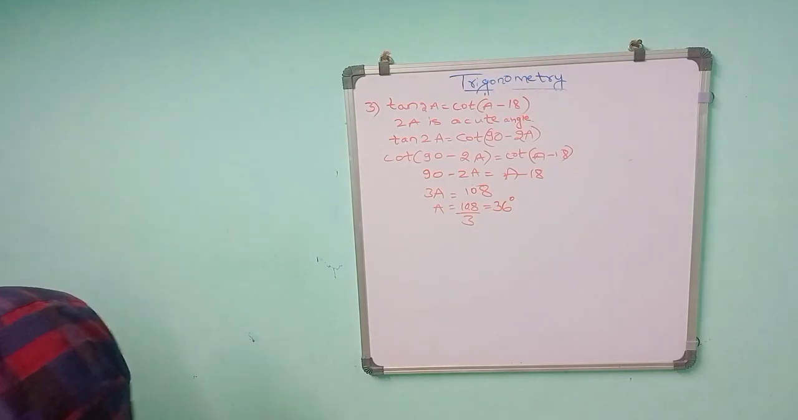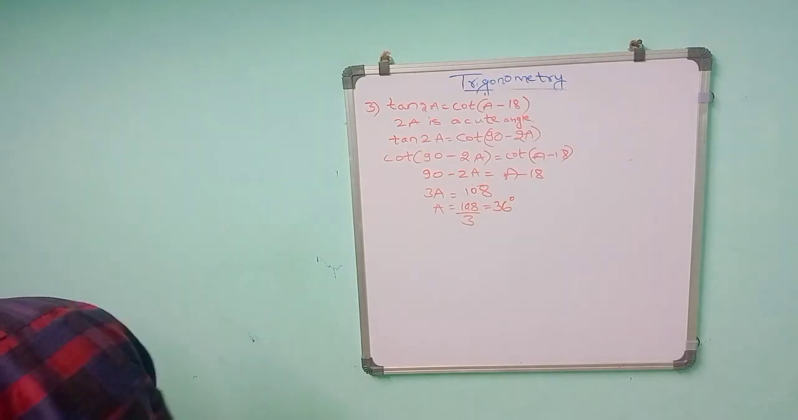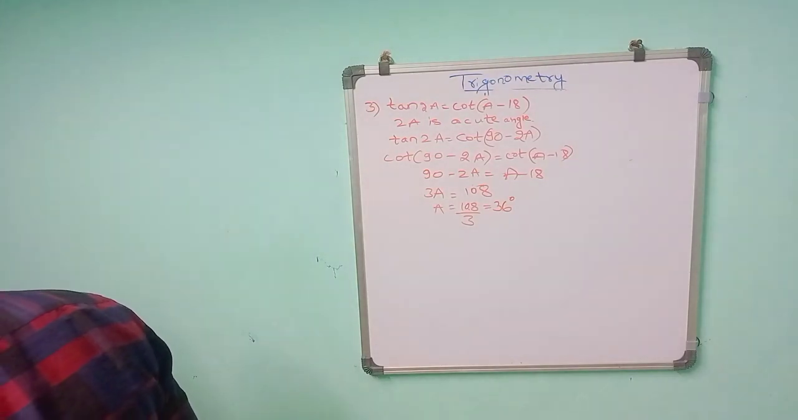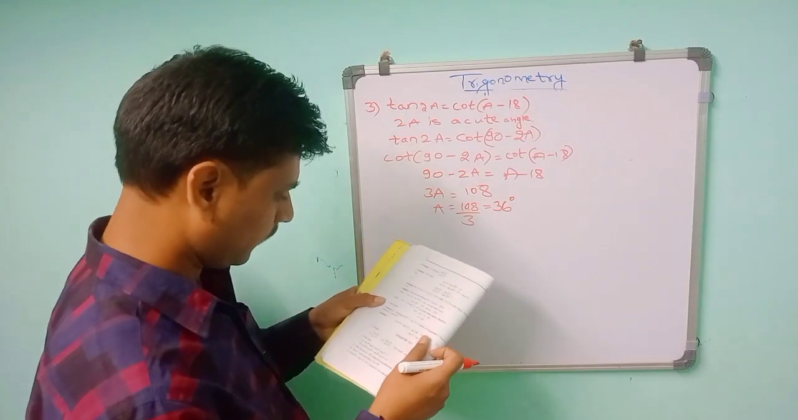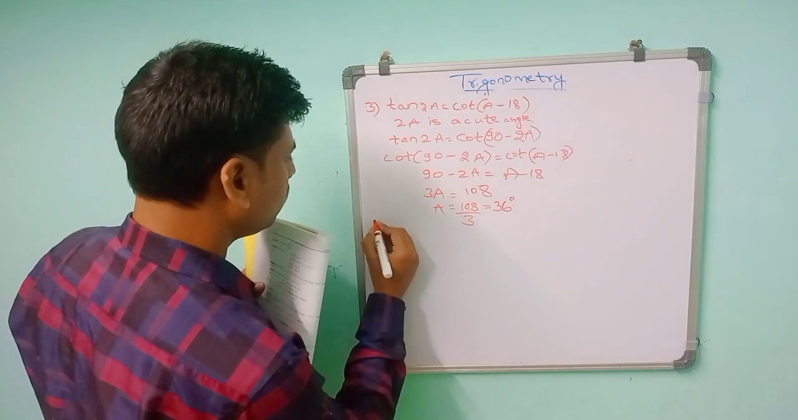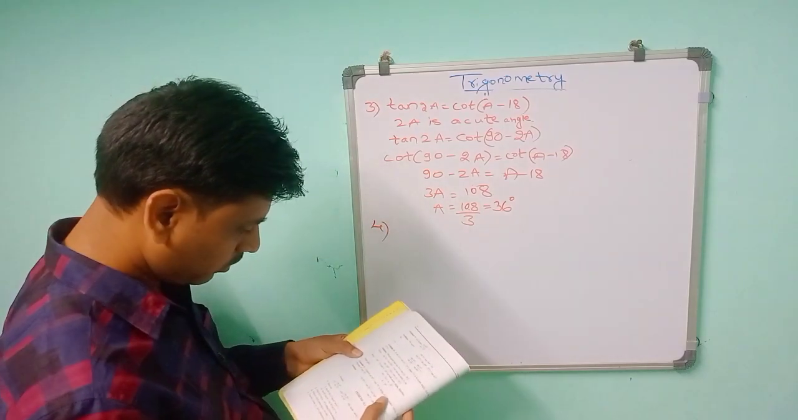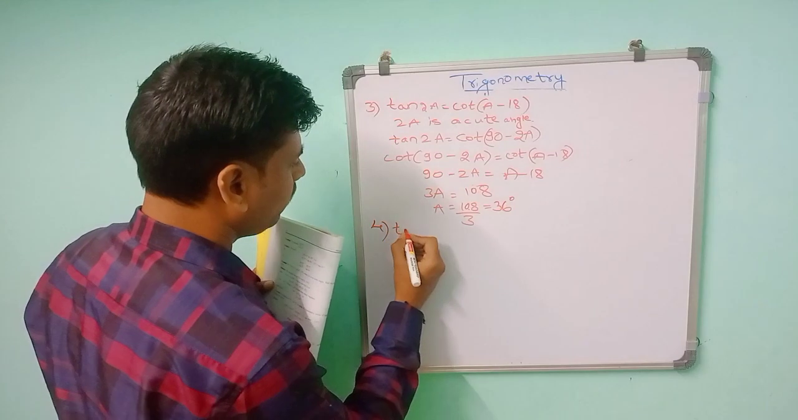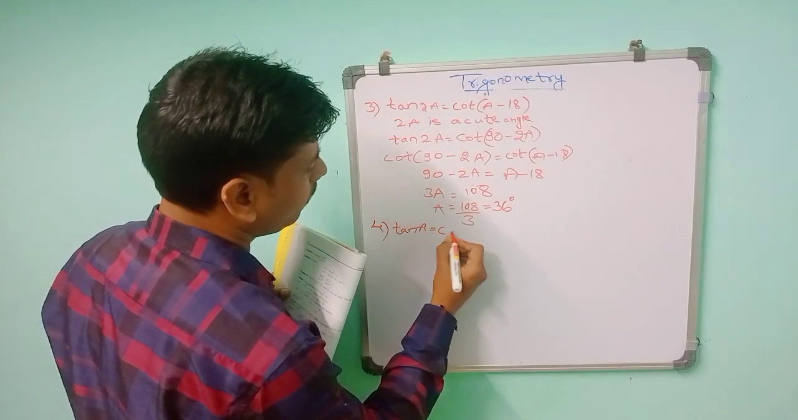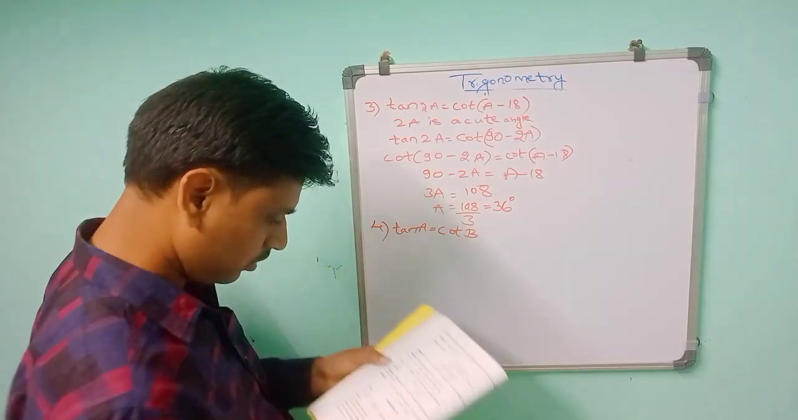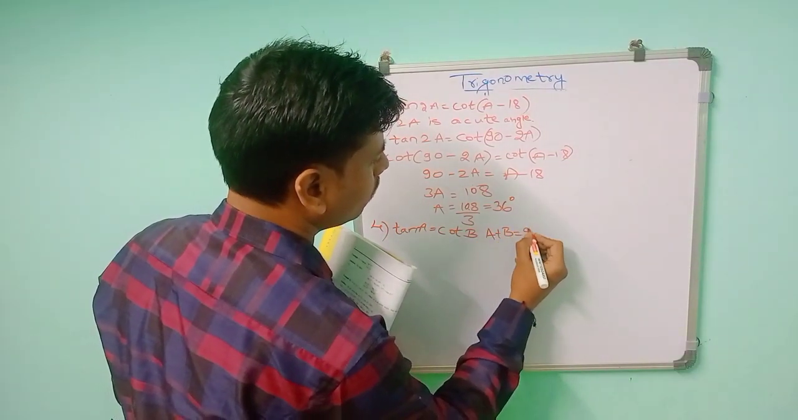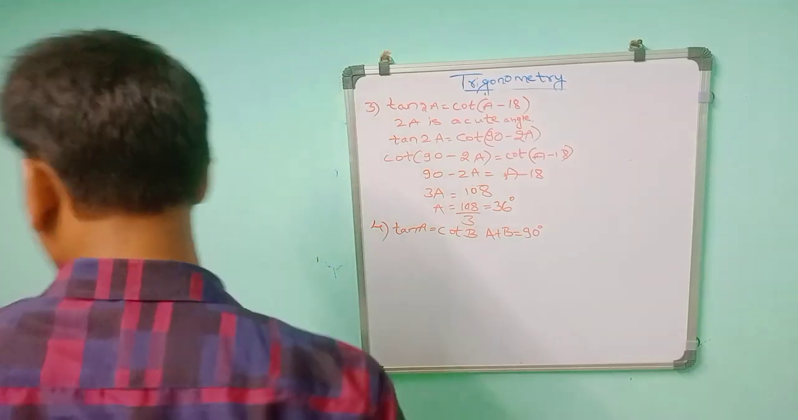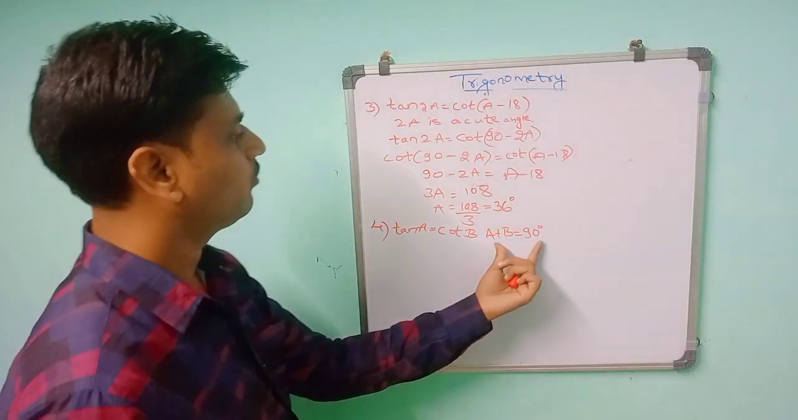Next problem. Fourth one. Tan A is equal to cot B. Then prove that A plus B is equal to 90 degree. So we have to prove that A plus B is equal to 90 degree.